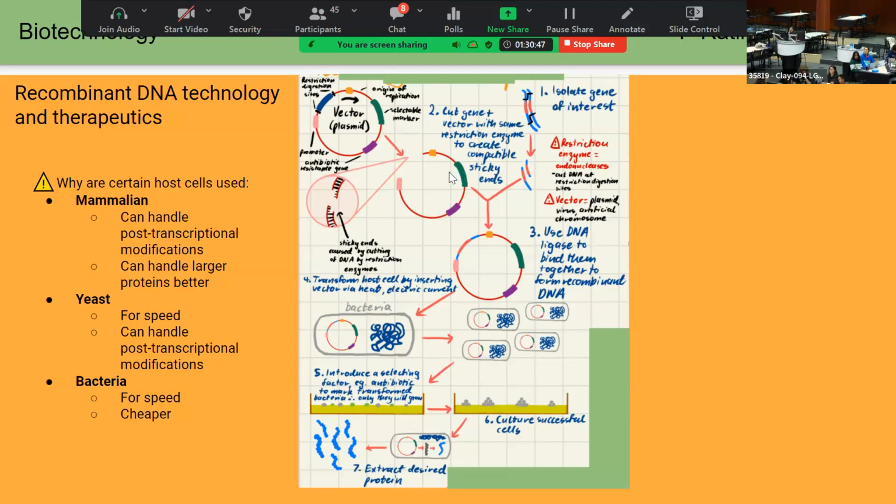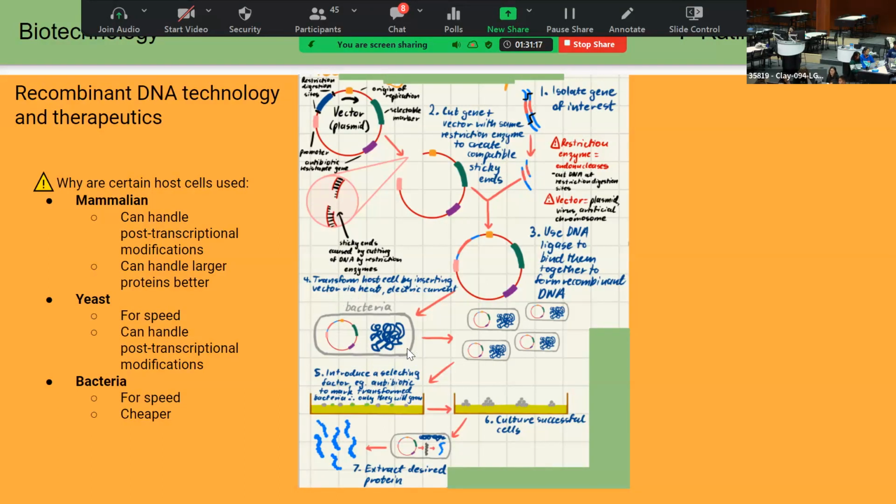This vector is usually a plasmid. So remember, plasmids come from prokaryotic cells. We have sticky ends here, as you can see, overhanging on one side and then overhanging on the opposite side. So now we have a plasmid with the DNA of interest that we want. They just use ligase to bind it together to form recombinant DNA. Then it's inserted into the host cell.